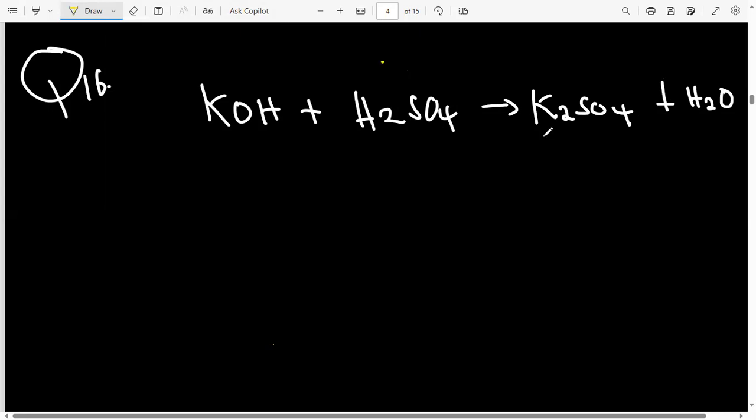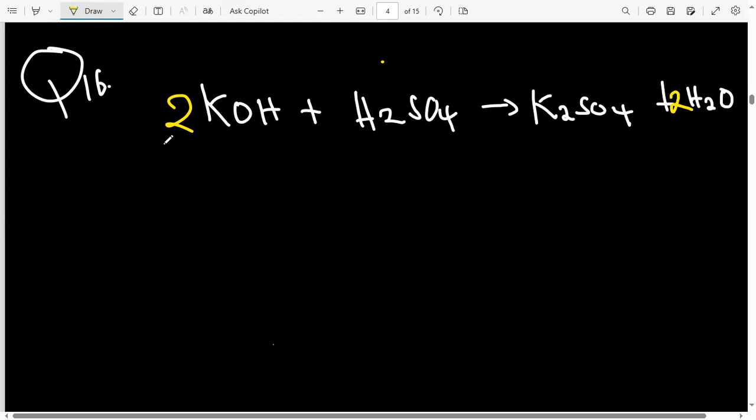Because I can see 2K here, but here I can see 1. So I'm going to put a 2 here. So now the K is balanced, but what happens to the hydrogens? I can see here I have 2 multiplied by this H, so I have 2 hydrogens there plus 2 hydrogens, so I have 4 hydrogens. Then on the other side, I have 2 hydrogens. So to balance the hydrogens, I'm going to add a 2 here. Okay, so we have 4 hydrogens, even here we have 4.